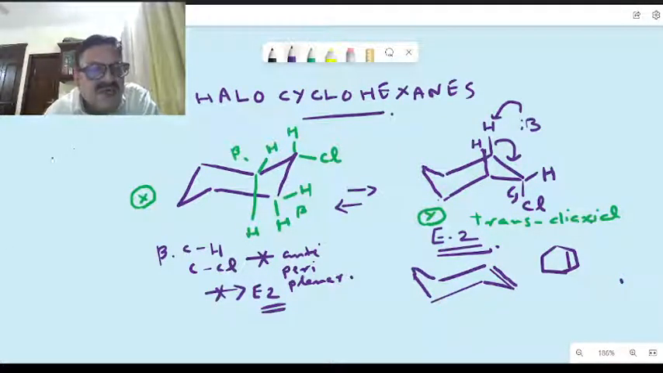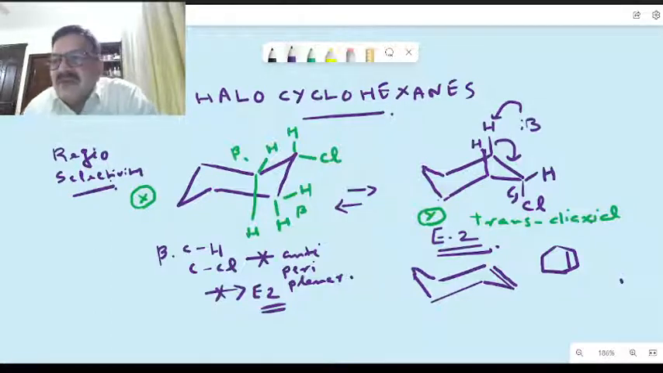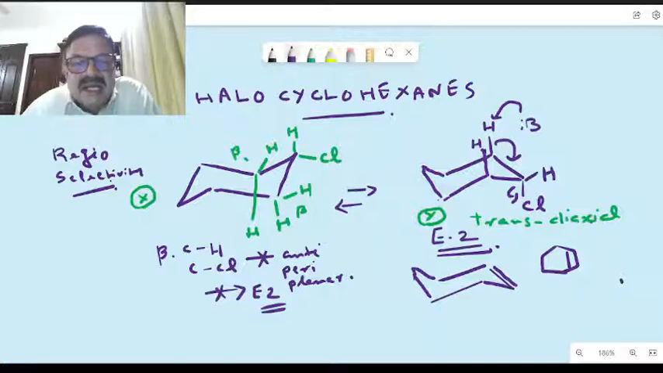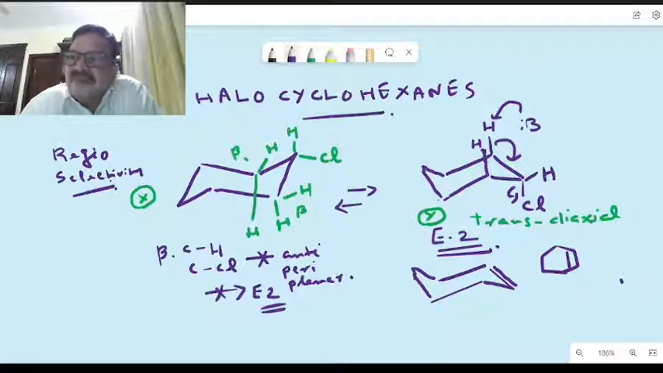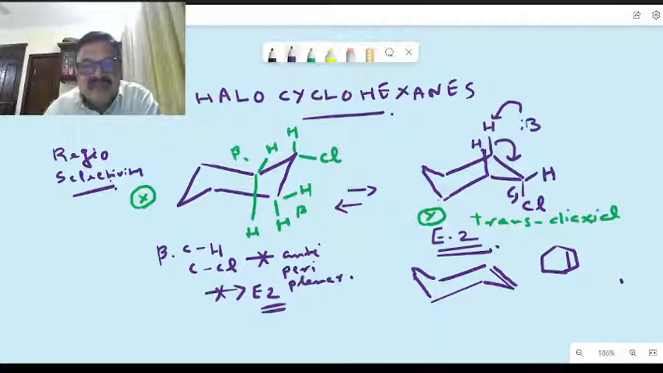What is meant by regioselectivity? We will discuss it subsequently. The regioselectivity of the substituted cyclohexane will be affected. That is the rigidity of the stereochemical requirement for the E2 elimination reaction to take place. It will affect the regioselectivity of the E2 reaction of substituted cyclohexanes. Now we can see some examples here. I will just change this page.